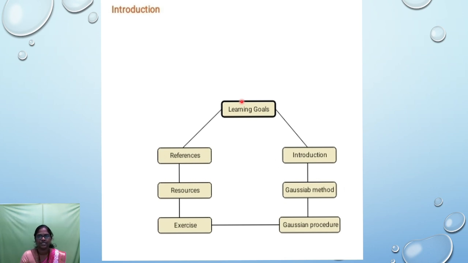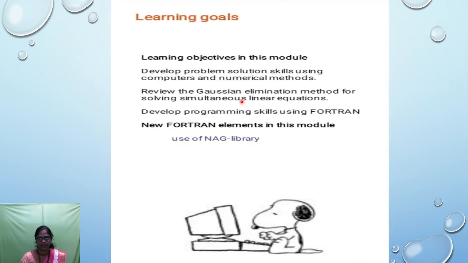Here we will discuss what the learning goals and introduction, Gaussian methods, Gaussian procedure, then some exercises, resources, and some references. Learning goals: the learning objectives in this module are to develop problem solving skill using computer and numerical methods, review the Gaussian elimination method for solving simultaneous linear equations, and develop programming skills using Fortran. So there are new Fortran elements in this module.